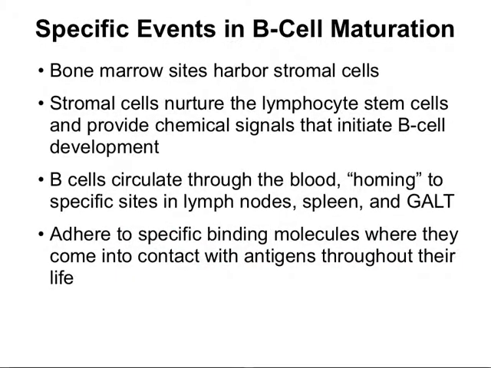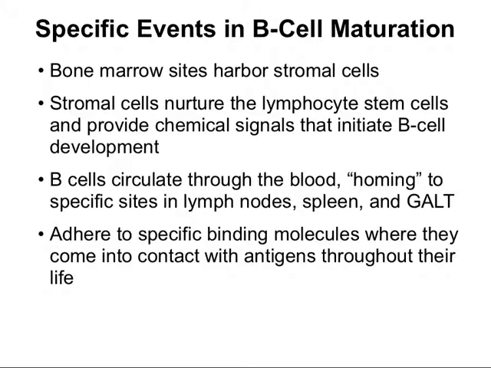So now let's look at some specific events in B cell maturation. We know that B cells are maturing in the bone marrow. And the bone marrow harbors stromal cells. Stromal cells are huge cells in the bone marrow that nurture the lymphocyte stem cells and provide chemical signals that initiate B cell development. Once the B cells have matured, they'll circulate through the blood, homing in on specific sites in, say, lymph nodes or spleens or GALT tissues.